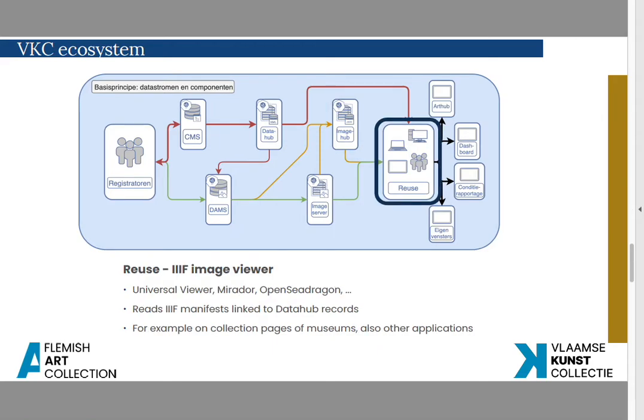And this reuse is done through a IIIF image viewer, such as Universal Viewer, Mirador, OpenSeadragon, and others. These viewers read IIIF manifests that are linked to the Data Hub records. This is done, for example, on museum collection pages, such as those already set up for KMSKA and Musée, and for other museums that will be developed in the very near future. But these viewers are not only for collection pages, they can also be used for other applications, such as, in this case, the condition reporting tool.